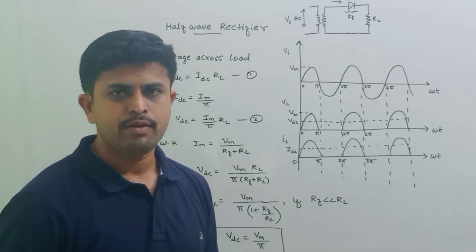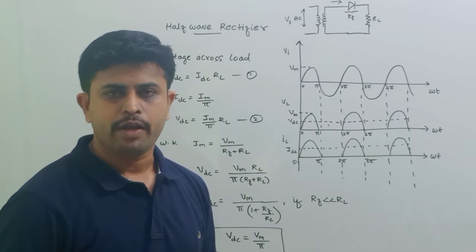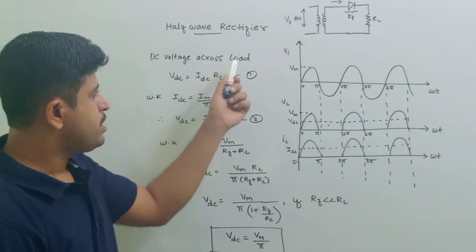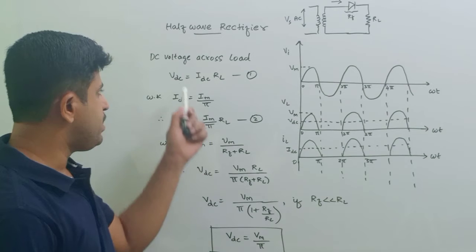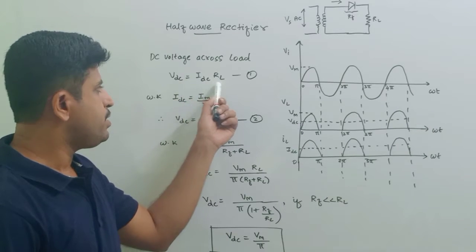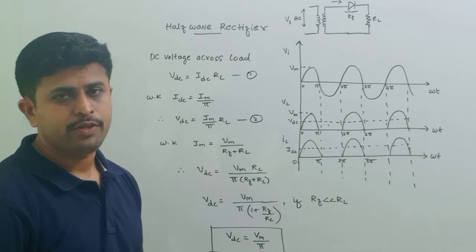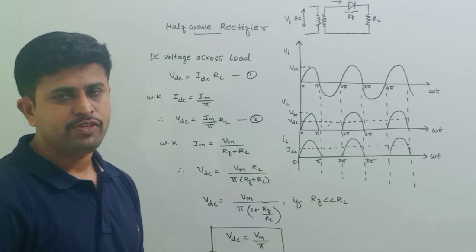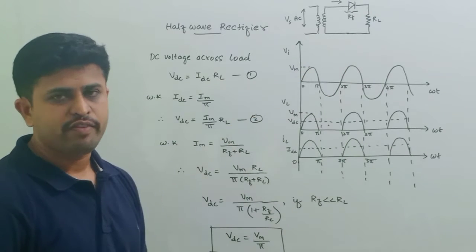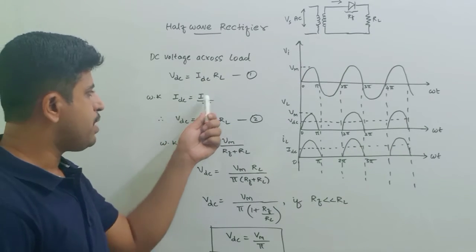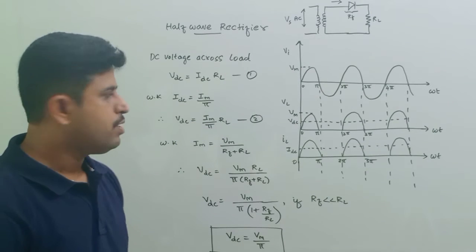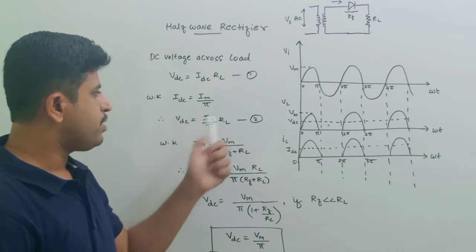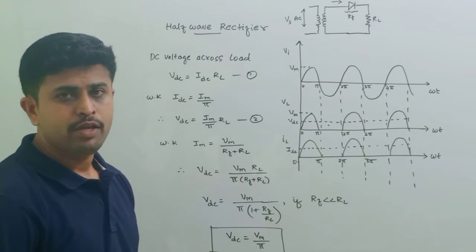Okay, let us obtain the expression for DC voltage across the load for this half wave rectifier circuit. You can see here the DC voltage across the load of this half wave rectifier can be given as VDC is equal to IDC into RL. So V is nothing but I into R, right? So here already we know that IDC, the average DC current output of this half wave rectifier, is given by Im by pi. So using this in equation 1, VDC can be written as Im by pi into RL. Let us call this equation 2 here.